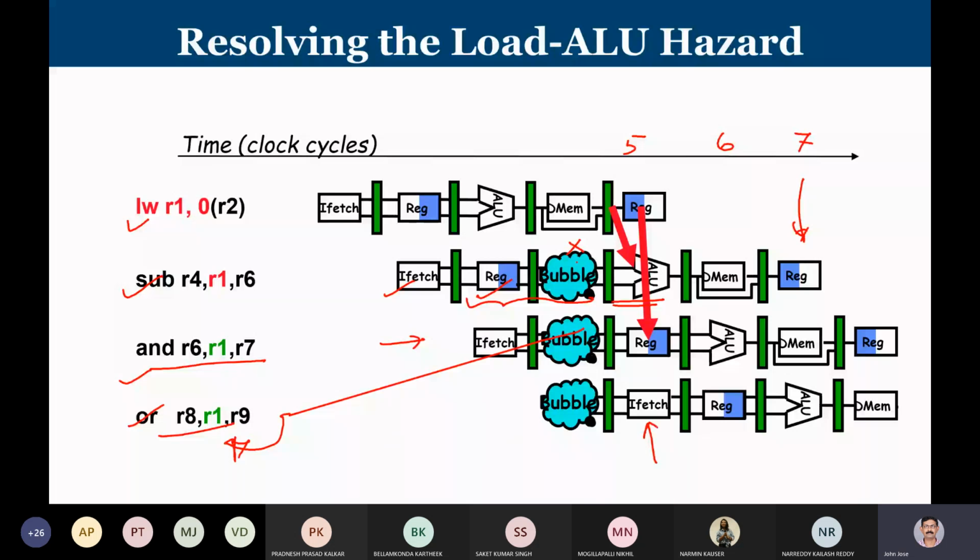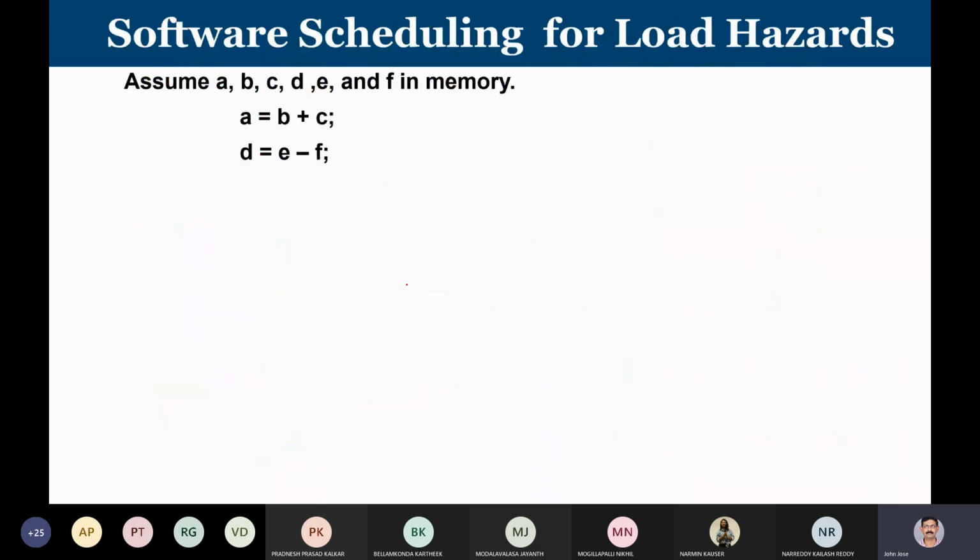cycle. So in this way, a load operation, and immediately after that, if I have an ALU operation that is going to make use of the operand in the load, then they cannot be running in the consecutive cycles. So this is what happens in this case, and we are adding a bubble to solve it. So one mechanism by which load ALU hazard is handled is with the stall. Now, can you deal with it without a stall?